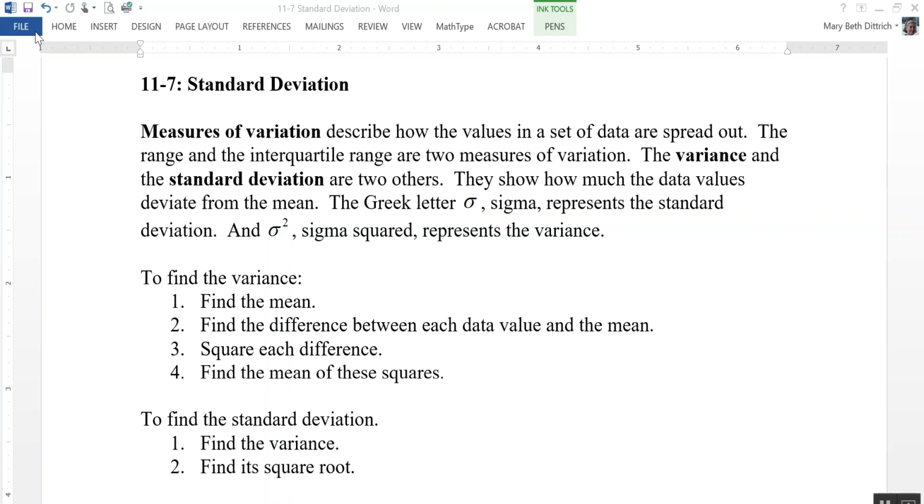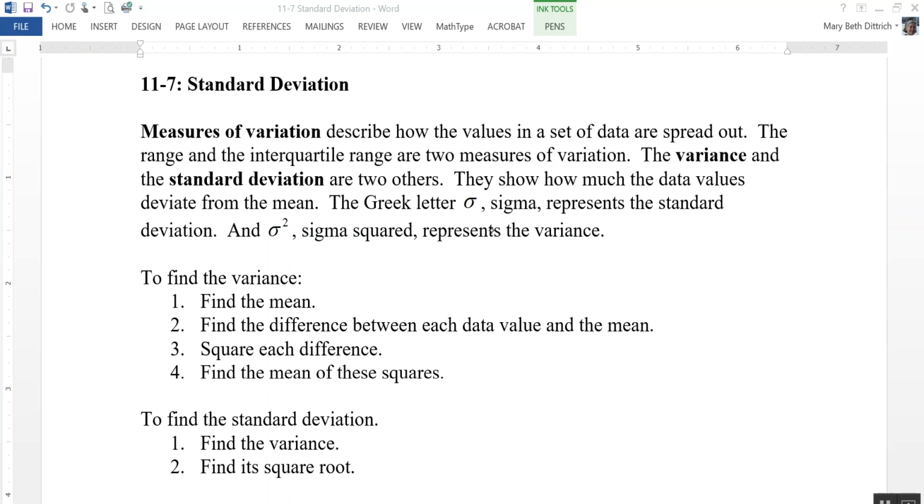Section 11.7 is on standard deviation. Measures of variation describe how the values in a set of data are spread out. The range and the interquartile range are two measures of variation, and the variance and the standard deviation are two others. They show how much the data values deviate from the mean.